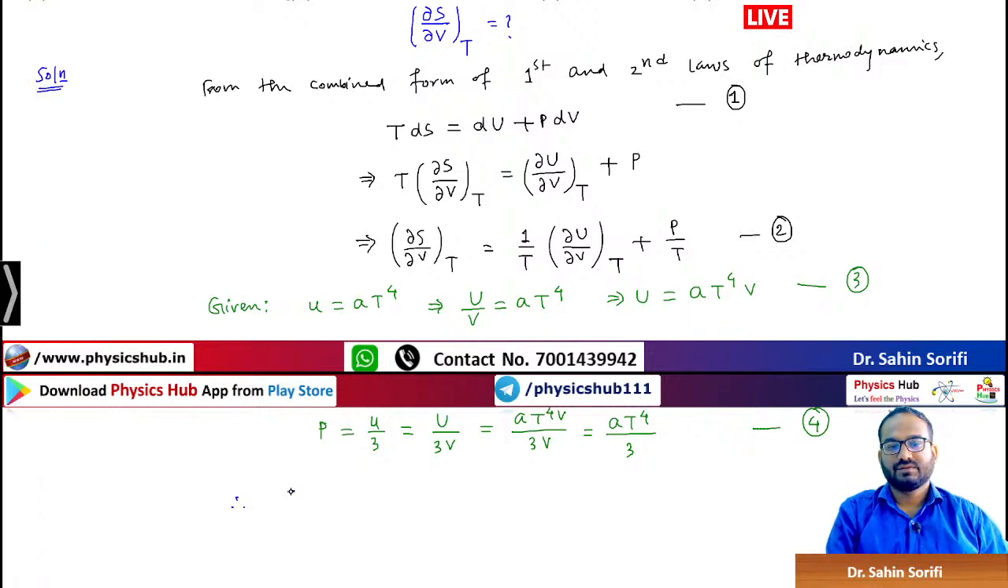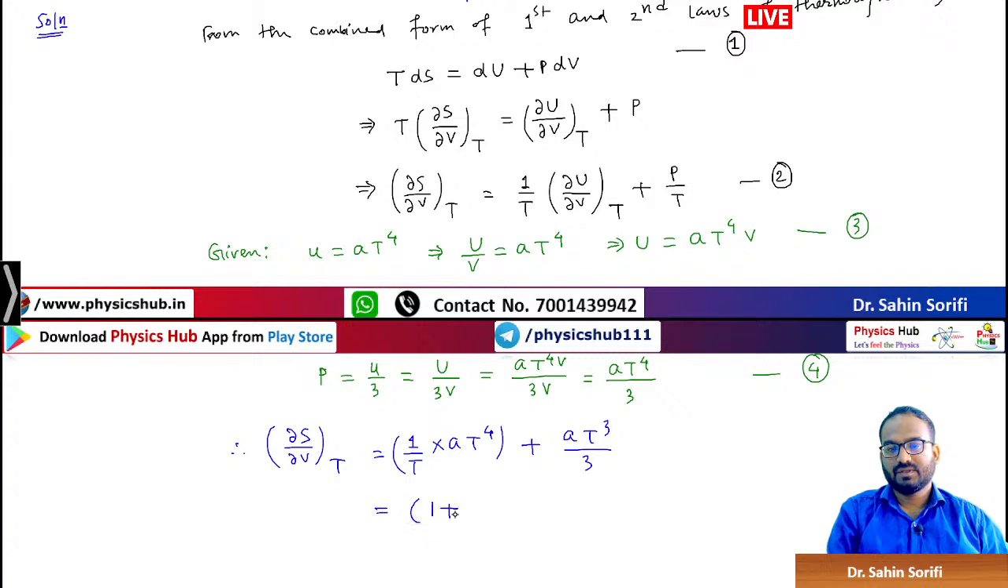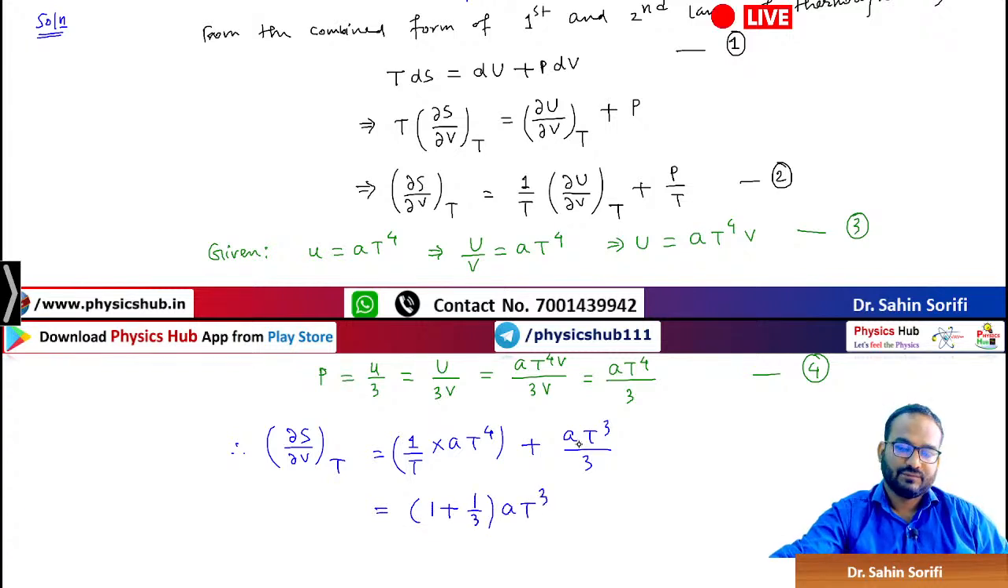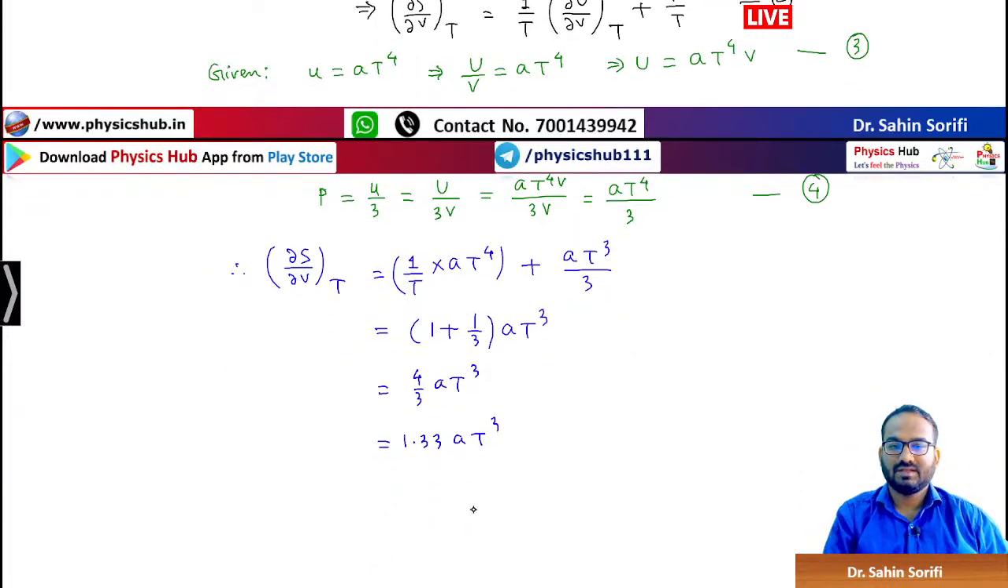So, we can write therefore del S upon del V at constant T is equal to 1 upon T del U by del V at constant T, del U by del V at constant T is A T to the power 4, plus P by T. P is A T to the power 4 by 3. So, one T is cancelled. So, A T cube plus A T cube by 3, that is 1 plus 1 by 3, A T cube. So, 4 by 3 A T cube. 4 by 3 means 1.33 A T cube. And this is given to you as alpha A T cube. So, obviously, the value of alpha is 1.33.